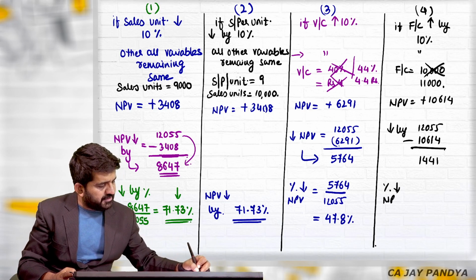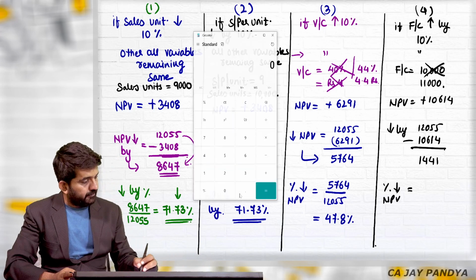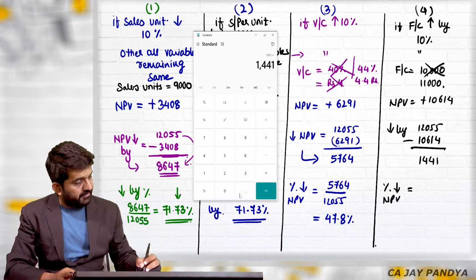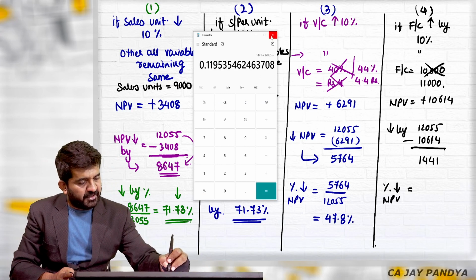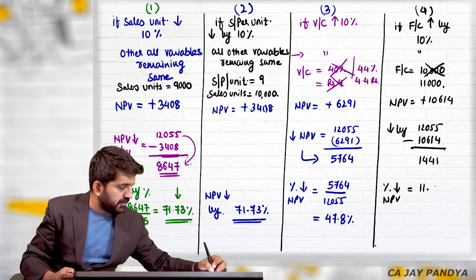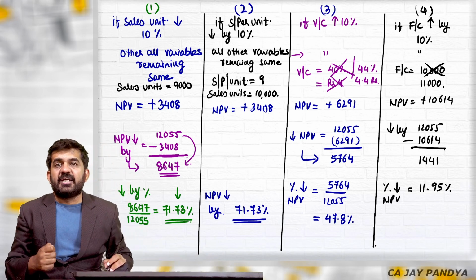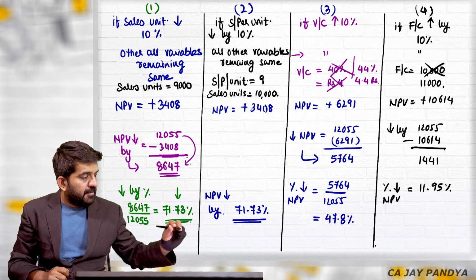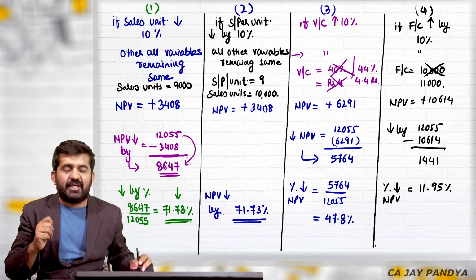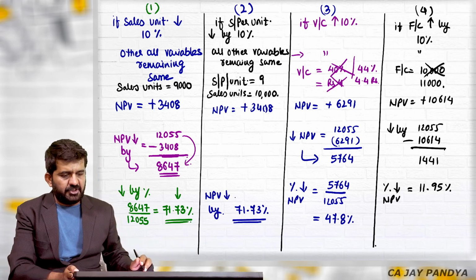Percentage decrease in NPV: 1441 divided by 12,055. Everything will be compared with the original figure, which is 11.95%. If fixed cost increases by 10%, my NPV will decrease by 11.95%. Let me go to the fifth situation.